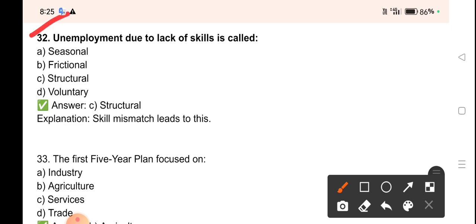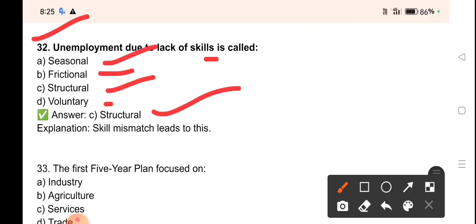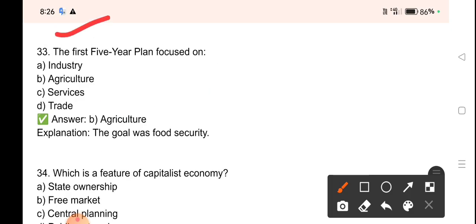Unemployment due to lack of skills is called structural. Skill mismatch leads to this. Correct answer: unemployment due to lack of skills is called structural. The first 5-year plan focused on agriculture. The goal was food security.